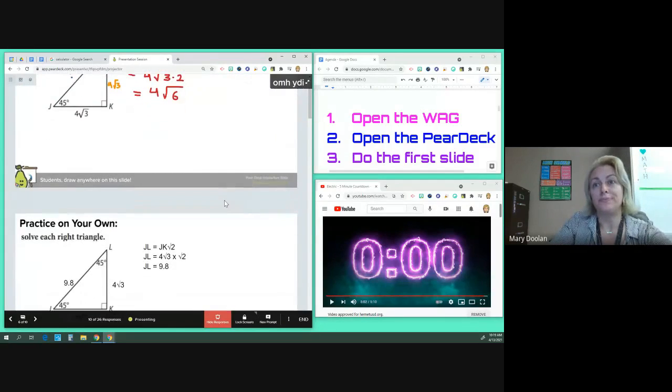On a test, this would probably be something that you would lose minimal points for, rounding when you weren't supposed to.